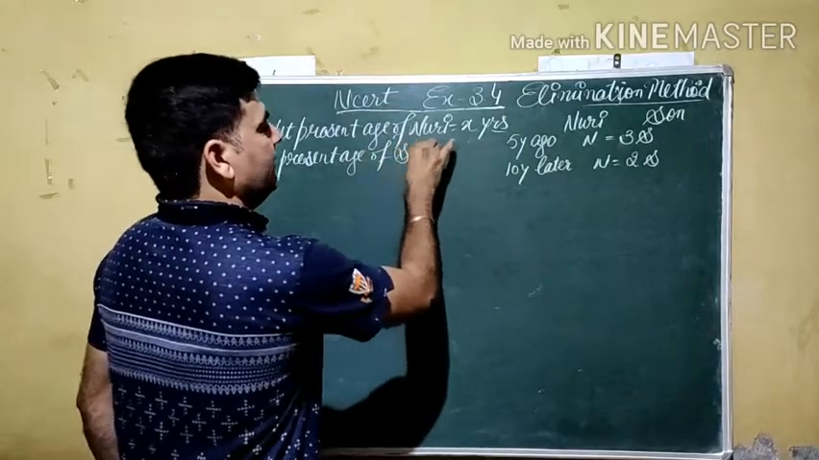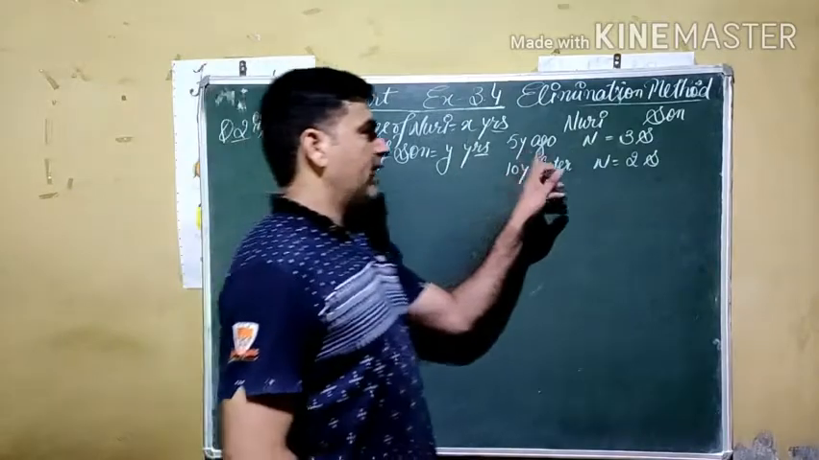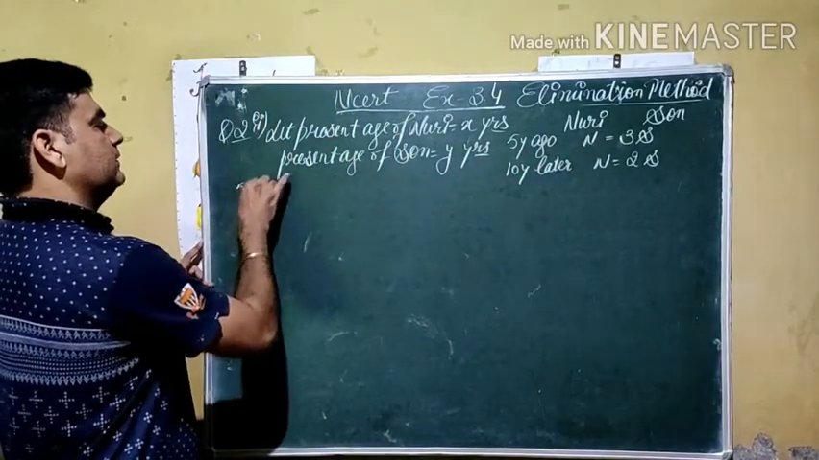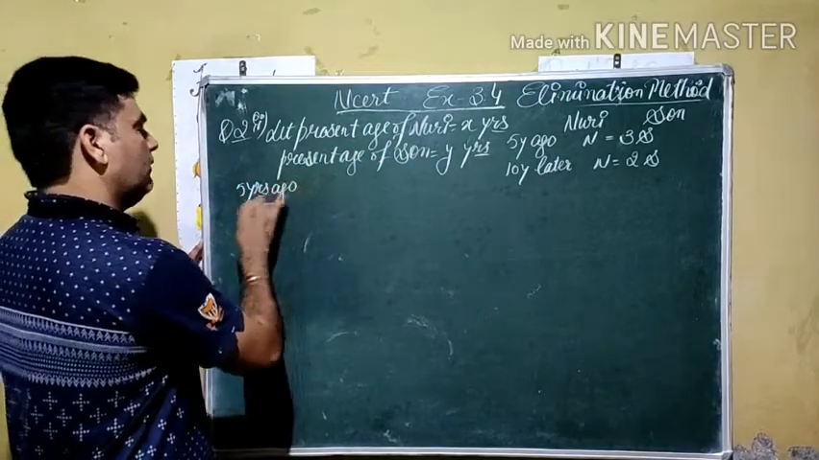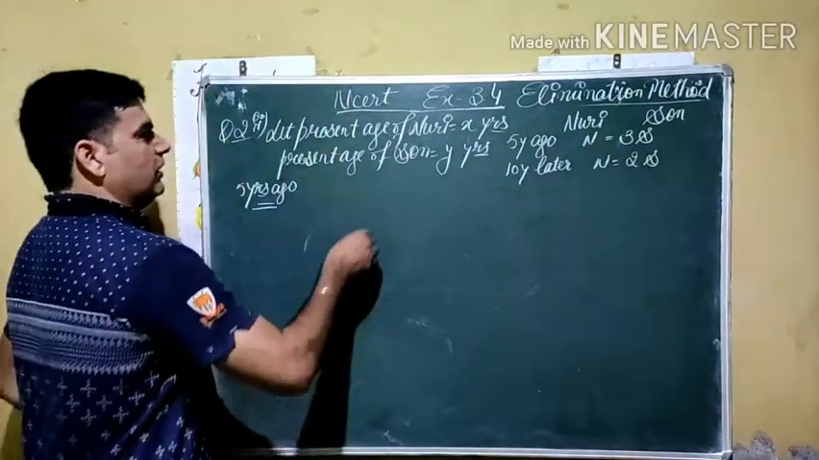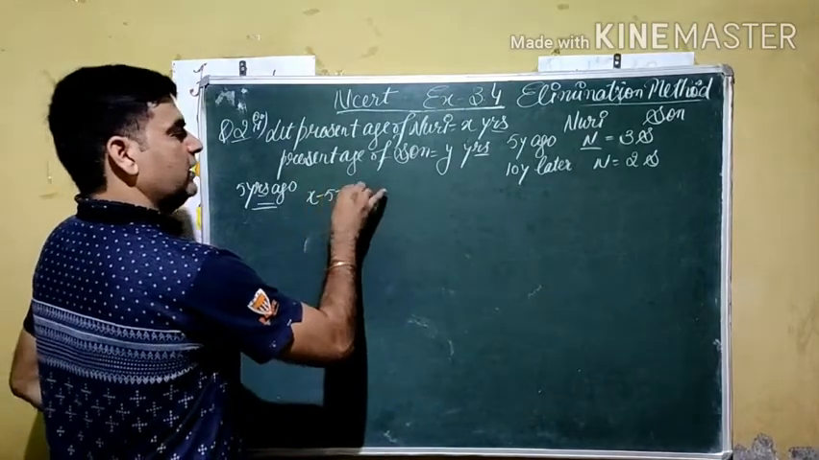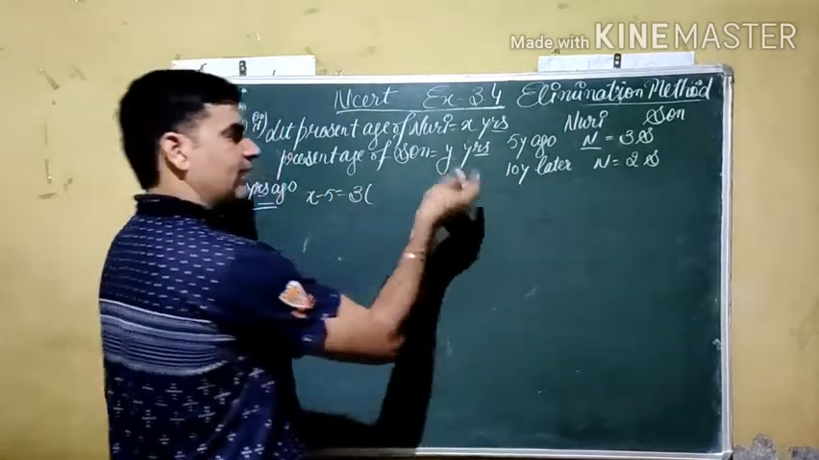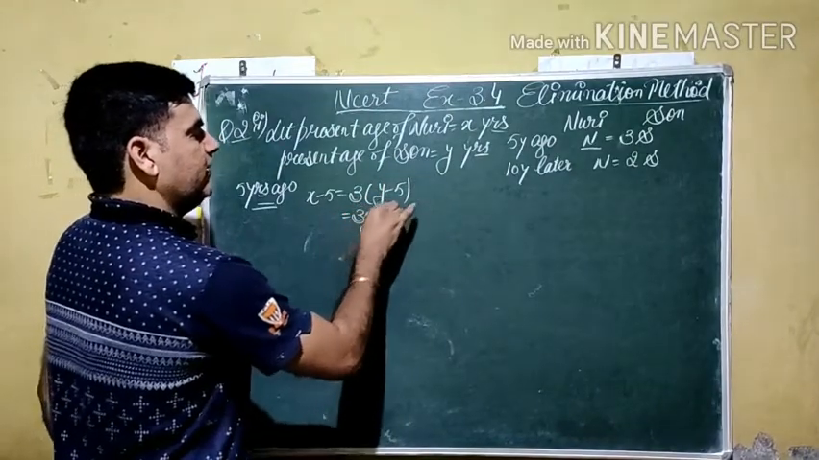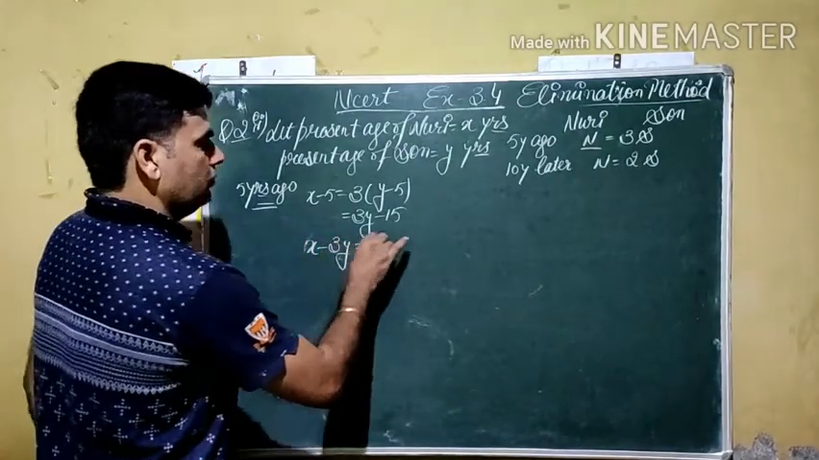It is given by y years. According to the situation 5 years ago, it means we have to go back 5 years. What will be the age of Nuri 5 years ago? It will be 5 years less. So replacing the age of Nuri, x minus 5 is equal to 3 times the age of Sun. Sun is also 5 years less than the present age. If you open it, we get 3y minus 15. On simplifying, we get x minus 3y is equal to minus 10.